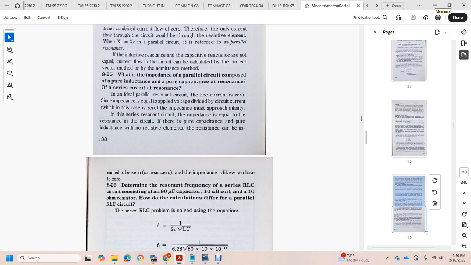An RLC circuit consisting of an 8 picofarad capacitor, a 10 picohenry coil and a 10 ohm resistor. The calculations differ for a parallel resistor, inductor and capacitor circuit.